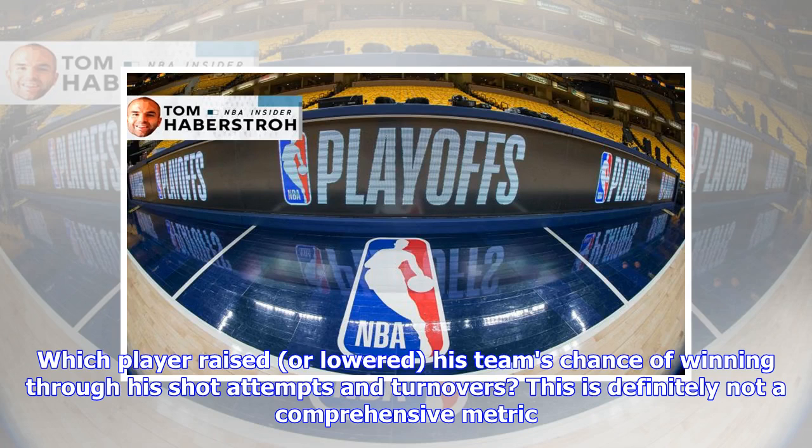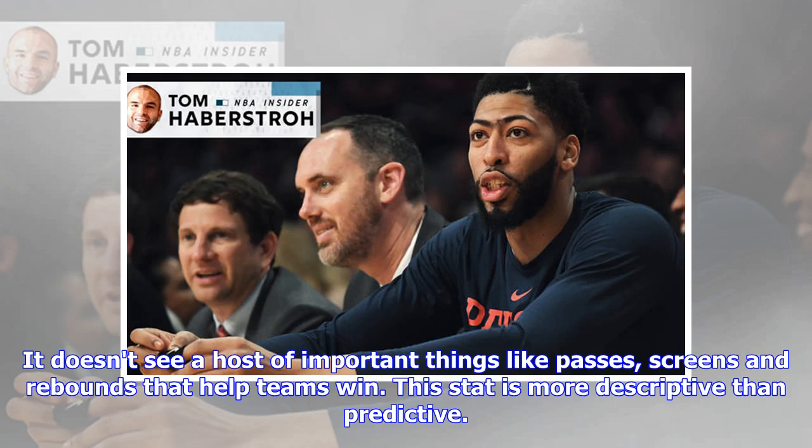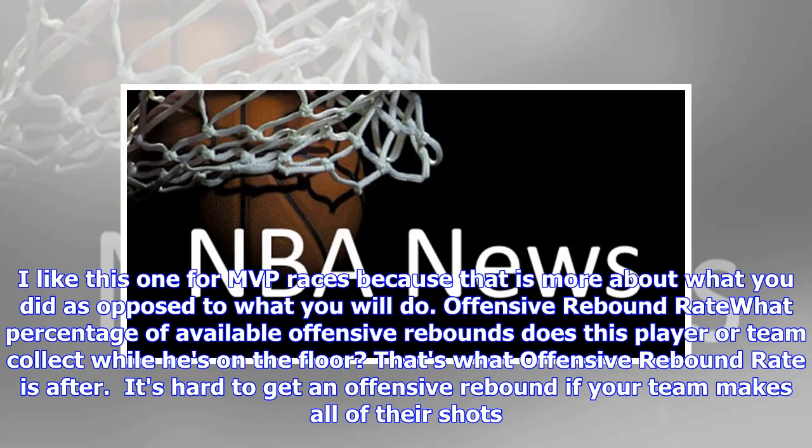With player raised or lowered, his team's chance of winning through his shot attempts and turnovers. This is definitely not a comprehensive metric. It doesn't see a host of important things like passes, screens and rebounds that help teams win. This stat is more descriptive than predictive. I like this one for MVP races because that is more about what you did as opposed to what you will do.